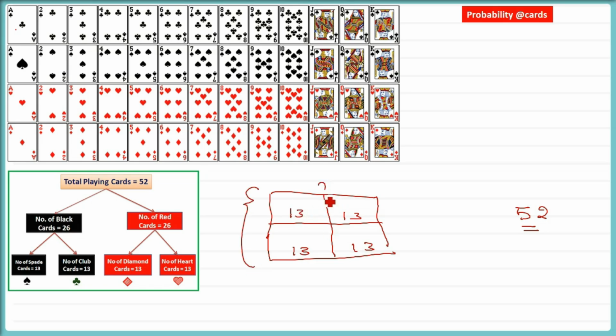From here to here, that is 13 and 13, 26 cards, they are black cards. Then the remaining cards, which are again 26 cards, 13 and 13, 2 suites, they will be red cards. So there will be 4 suites, 2 black, 2 red.